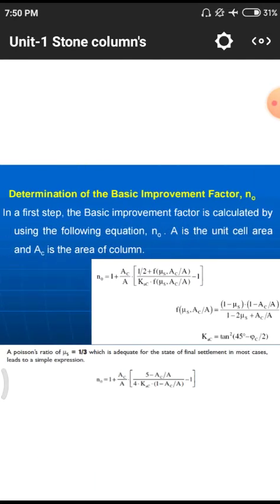These are the formulas. Normally in ground improvement techniques we don't have to do all this design, we only need to study it, because it is an elective subject. We need to have some knowledge of the different methods we are using and the formulas associated with these particular methods.